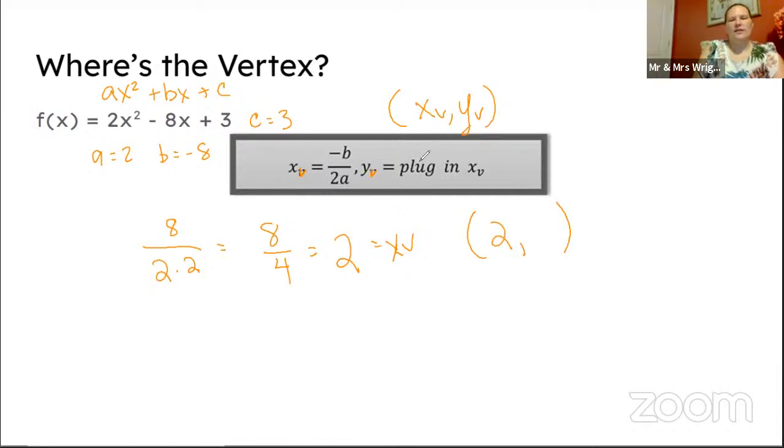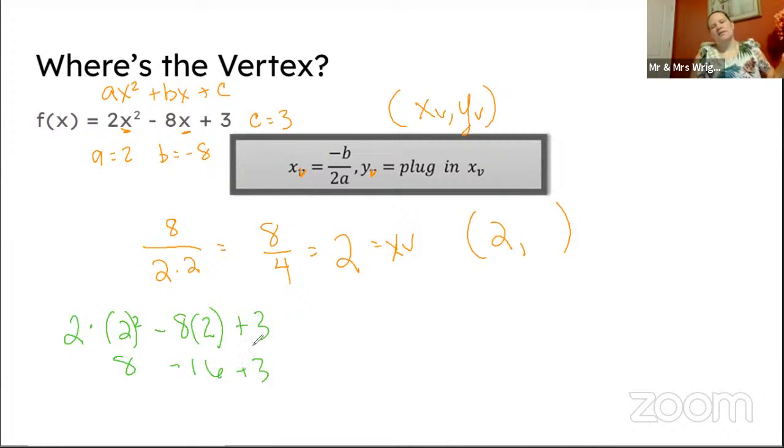How you find YV is you plug what you got for XV into your equation and figure it out. So we're going to take what we got here, 2 for XV, and plug it into all the places where we see X. I'm going to do this in a different color. So I've got 2 times 2 squared, minus 8 times 2, plus 3. Now you can plug this all into your calculator and get an answer. That's 4 times 2 is 8, minus 16 plus 3 is -8.